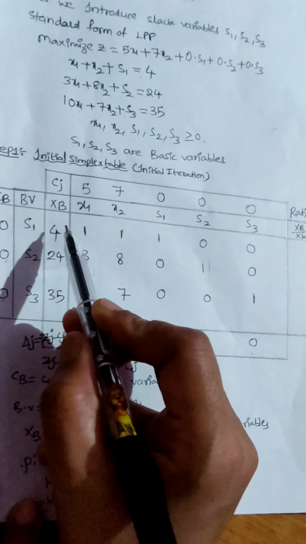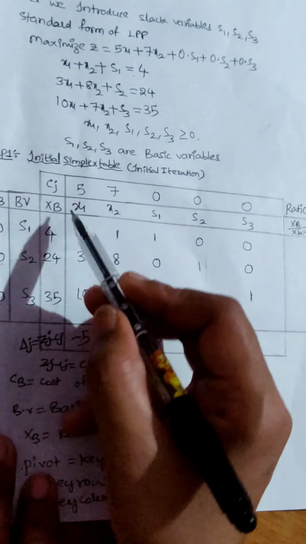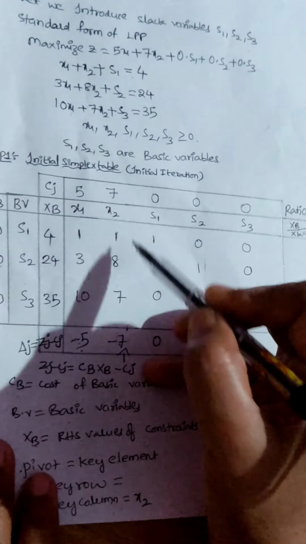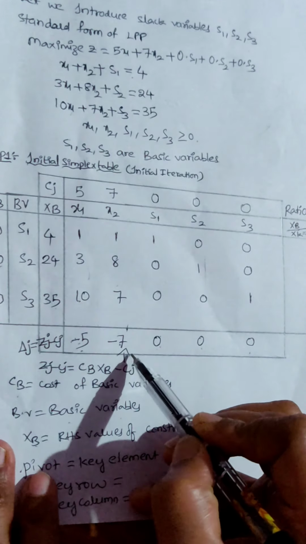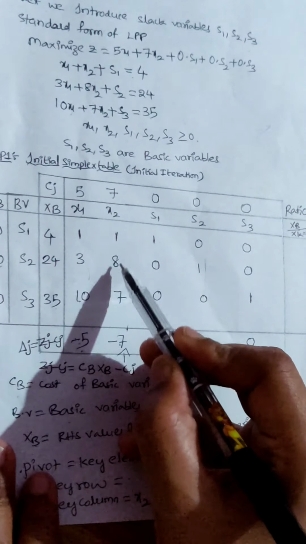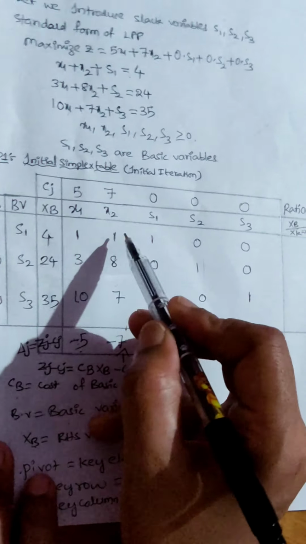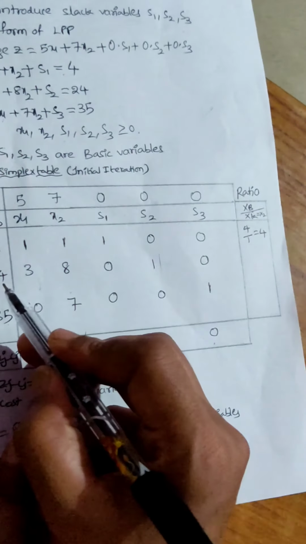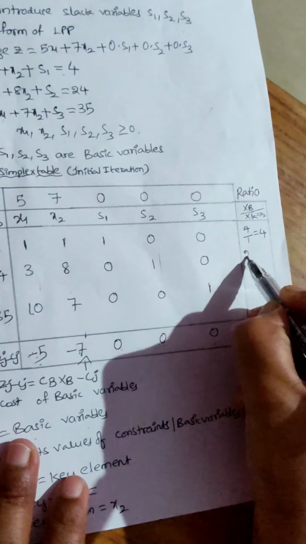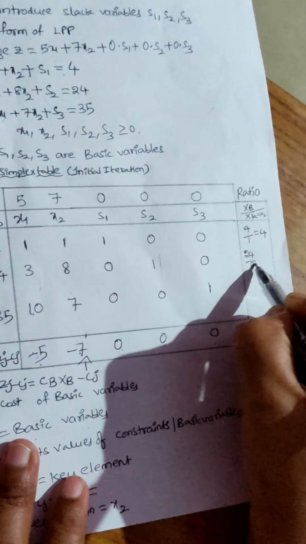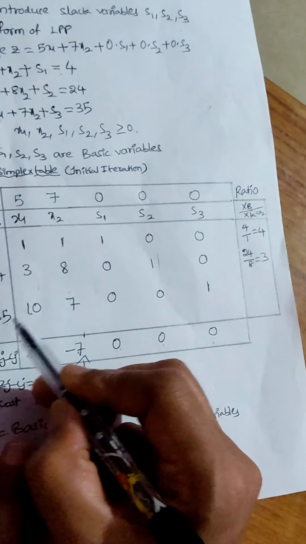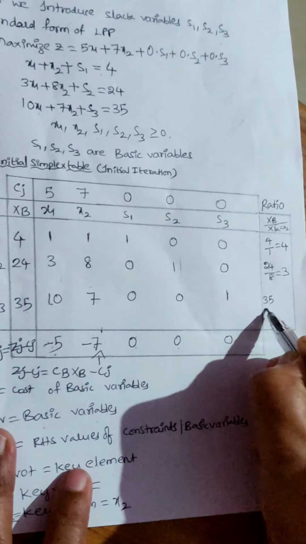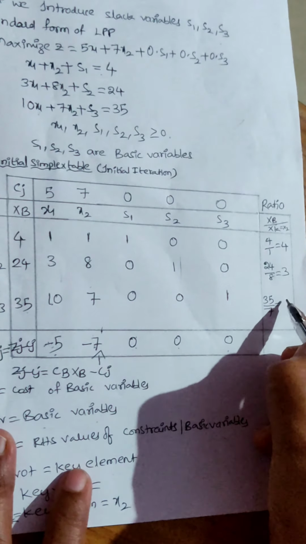So now find xb by xk values. Here xb means RHS values, xk means key column values. Here in this question the key column is the most negative value which is entering the basis, and the values here are 1, 8, 7. xb is 4. Now 4 divided by 1, the value is 4. 24 divided by 8, that is 3. And 35 divided by 7, that is 5.